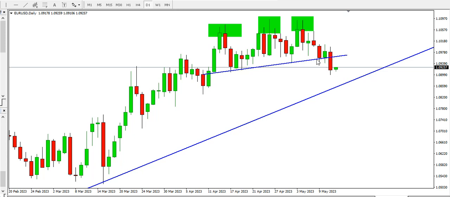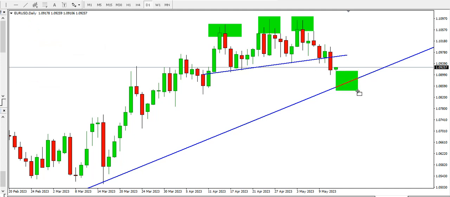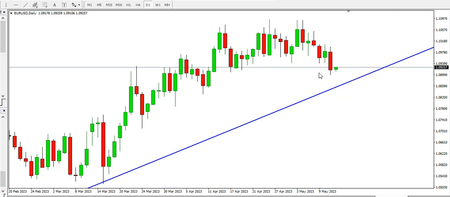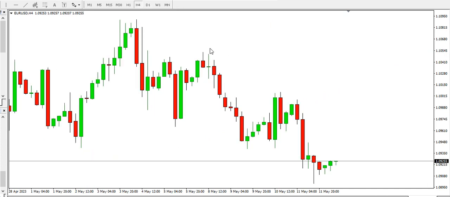So price might go down a bit, possibly down to this ascending trend line before we see a continuation of the trend, but for now it looks bearish. You might look for a point to sell on the 4-hour time frame.